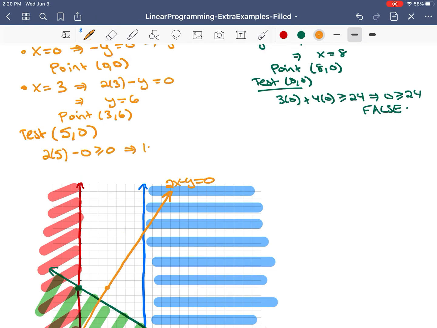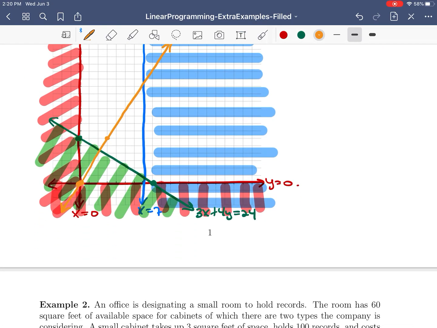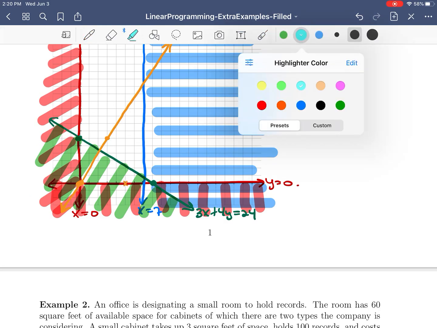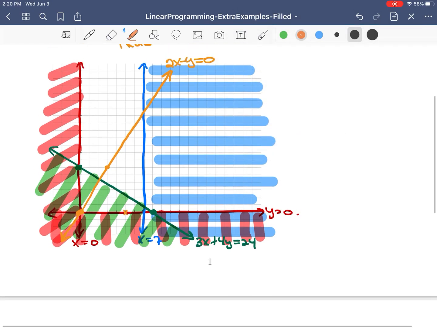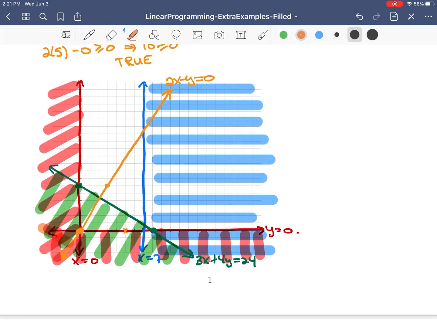So that means that 10 is bigger than or equal to 0. This is true. So the point I tested, 1, 2, 3, 4, is here, right here, and it's on the right side. So that means that I want to shade the opposite side. So everything above this line is now gone as well.